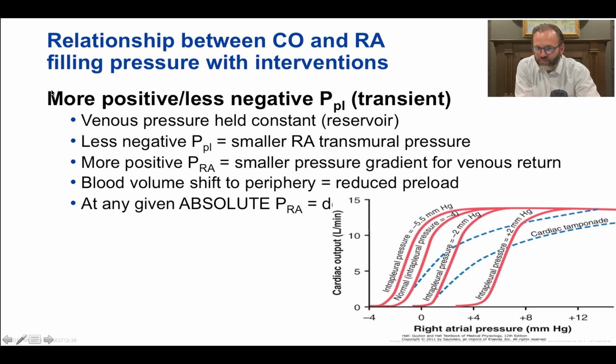Similarly, in the opposite case, when you have a more positive or less negative intrapleural pressure, such as you would have during expiration, there's a compressive force on the heart. So again, with venous pressure held constant, this less negative pleural pressure is going to result in a smaller right atrial transmural pressure, a transiently more positive right atrial pressure, and a smaller pressure gradient for venous return. You're going to have a blood volume shift to the periphery, which is going to reduce preload in the absence of any sort of compensatory mechanism. So at any given absolute right atrial pressure, you're going to have a decrease in cardiac output.